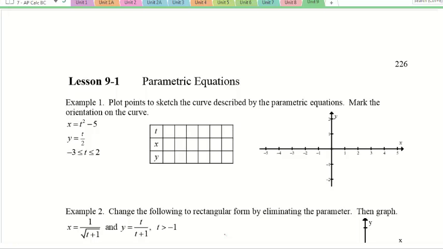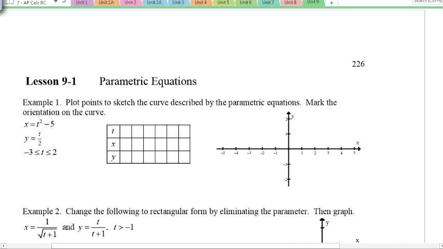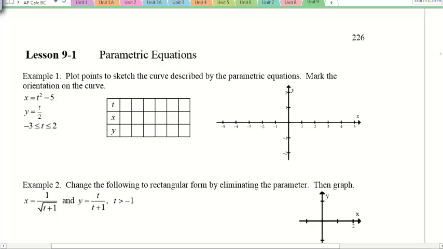Okay, you finally made it to the last unit of AP Calculus. We're going to start our Unit 9 here with the idea of parametric equations. And if you have no idea what a parametric equation is, don't worry, you're not alone. But what I want to show you now is we're going to mess things up.